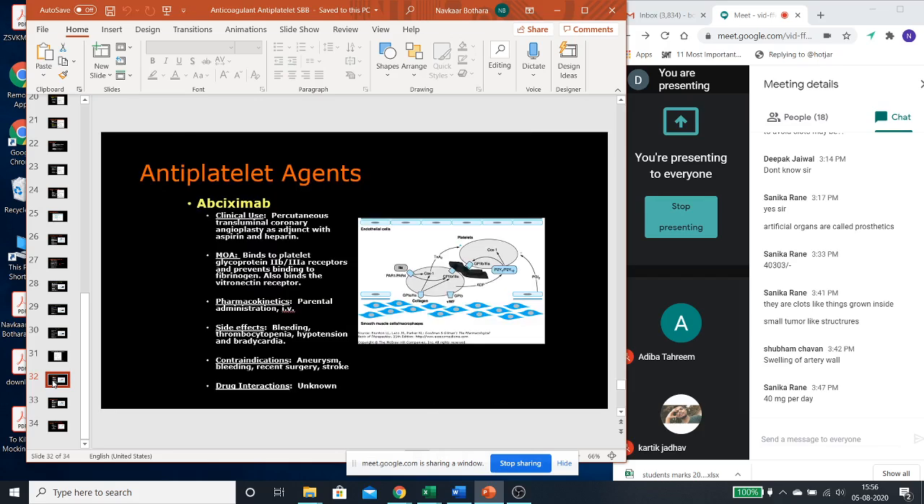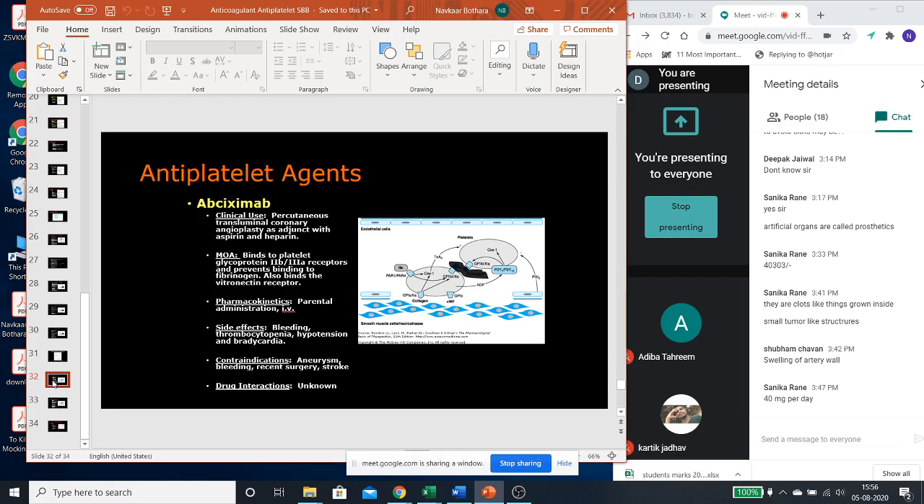Then this one is MAB, meaning monoclonal antibody. So abciximab is a monoclonal antibody. It is used in percutaneous transluminal coronary angioplasty, or PTCA, as an adjunct with aspirin and heparin. It binds with the glycoprotein 2B/3A receptors, prevents the binding of fibrinogen, and binds with vitronectin receptors also. It is administered parenterally through the intravenous route.